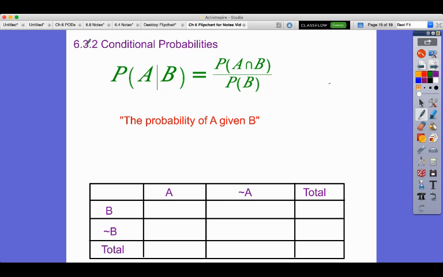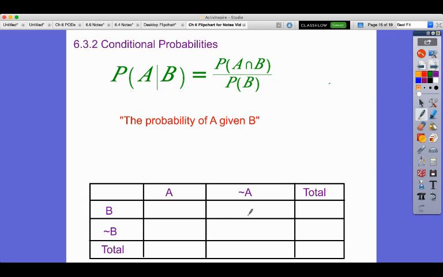So we are looking at conditional probabilities, and it's this little symbol here, the probability of A given B. What we're talking about is, given that B has happened, what's the probability of A? And this is different than just the probability of A, and we're going to use this in our rule for multiplying probabilities in a second.